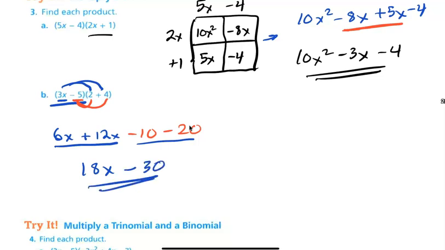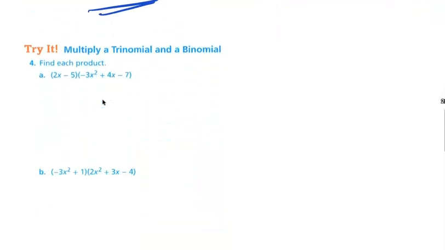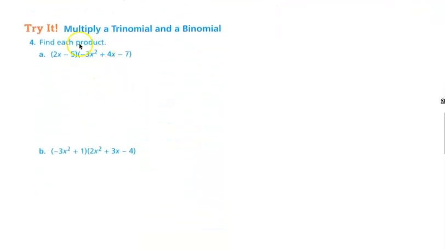And there we go. So you can do it either way you like. The area model is probably a little more visual and easier to see. This was a little faster, so it's up to you, whichever you're more comfortable with. So we're going to do two more. Now we're going to multiply a trinomial by a binomial. Nothing changes. We're going to do it the exact same way.